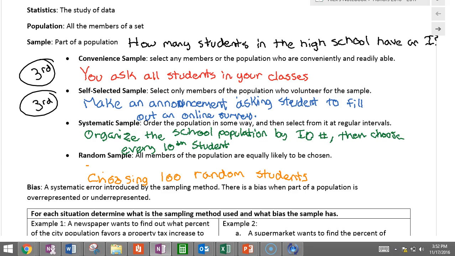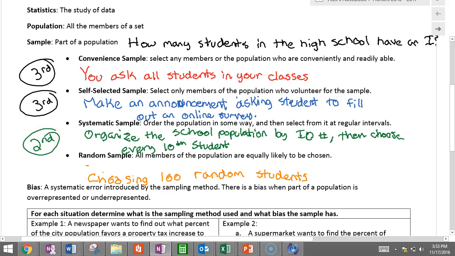Again, only people who go online, or hear the announcement or whatever, are going to be able to do that. And in the same way, students that actually fill out the survey are the students who do things outside of class. They're more likely to not have an I.